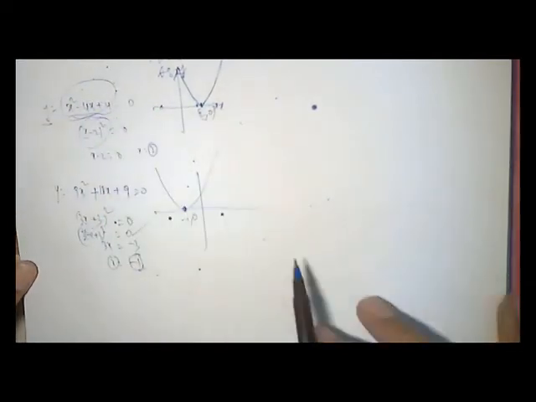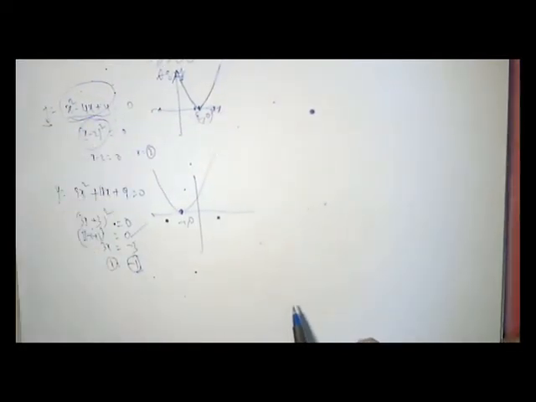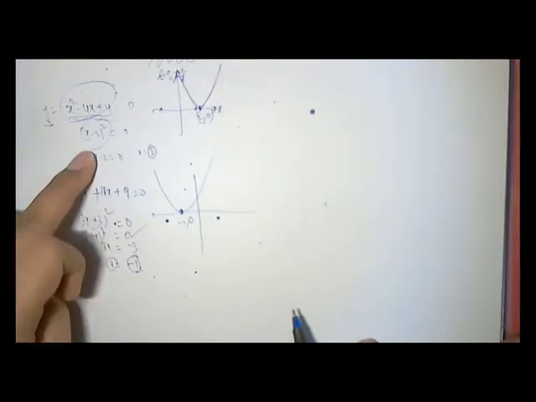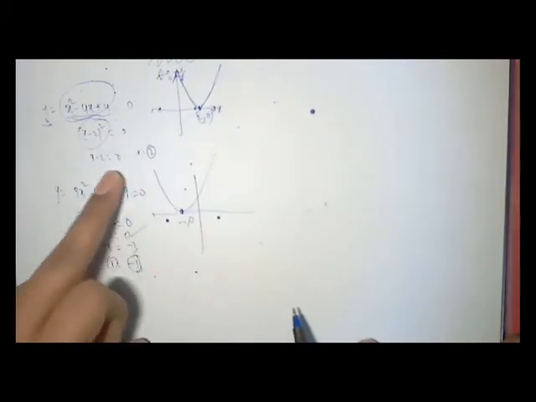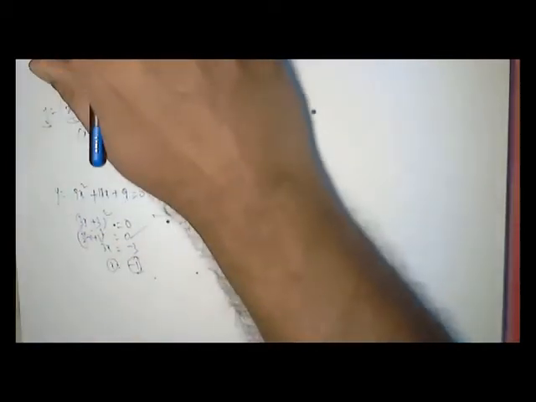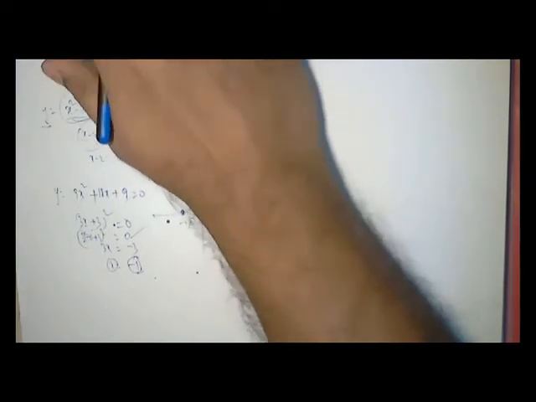Suppose it is not a perfect square. Then how do we solve it? We will first convert it to a perfect square, then find the roots of the equation. Let us see this example from the textbook.